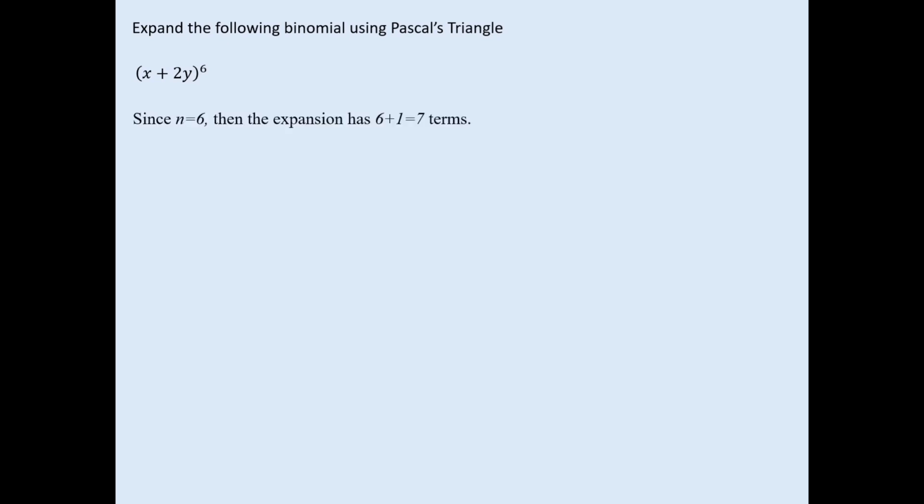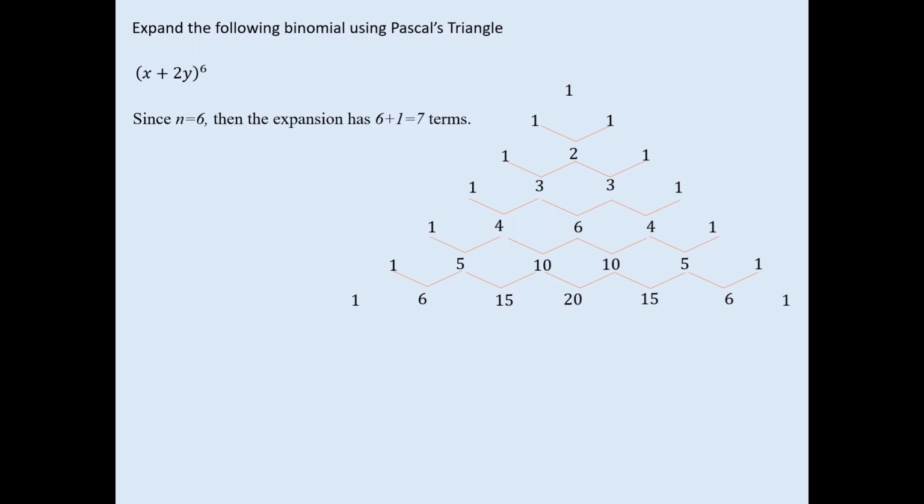If you're going to expand x plus 2y raised to the power of 6, using the Pascal's triangle, you know that since n is equal to 6, so you have 6 plus 1 equals 7 terms. So you have 7 terms in the binomial expansion, hahanapin natin dito saan yung may 7 terms. And that's located in here. So you have 1, 6, 15, 20, 15, 6, 1. If you're going to count the numerical coefficients, meron tayong 7 terms. So you have 1, 6, 15, 20, 15, 6, and 1.